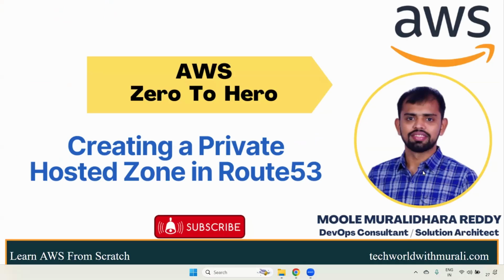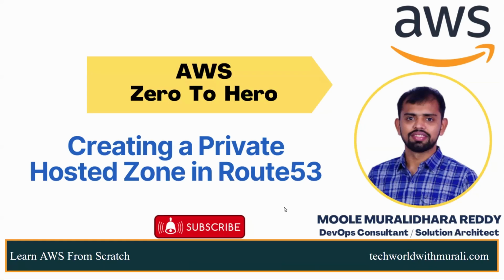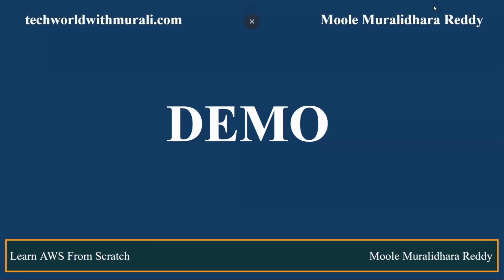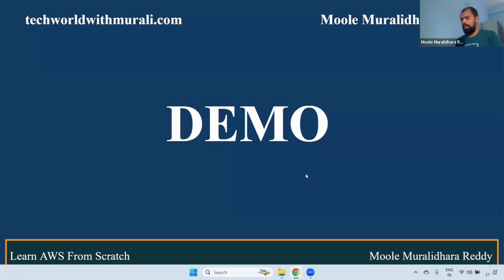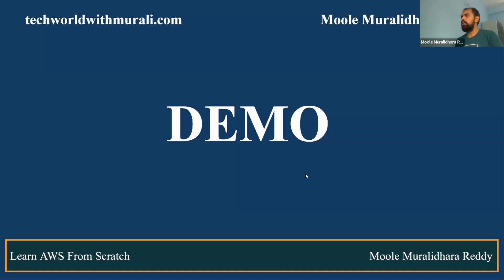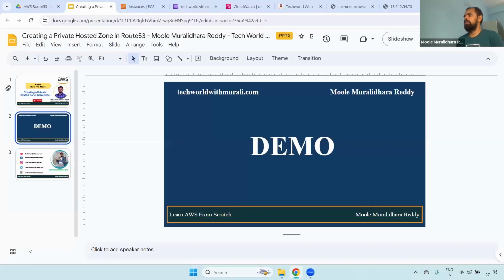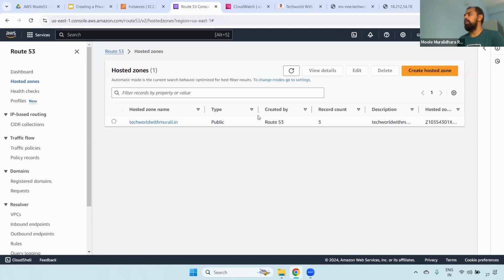We are going to discuss how we create the private hosted zone in Route 53. Let's see the demo so that you will get some idea. Earlier we discussed the creation of a public hosted zone, right? Now we will create the private hosted zone. For that, I'm in Route 53. If you see here, currently we have a public hosted zone. Now we need to create the private hosted zone. For that, create a hosted zone.